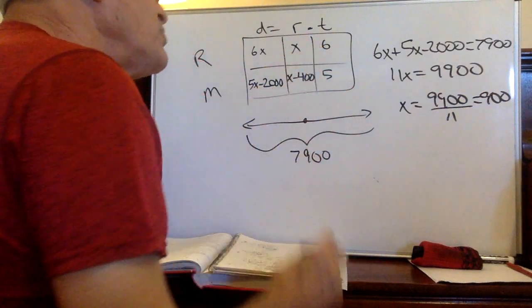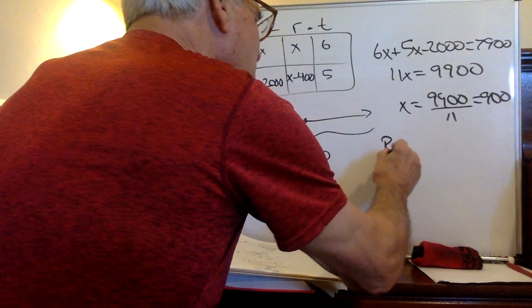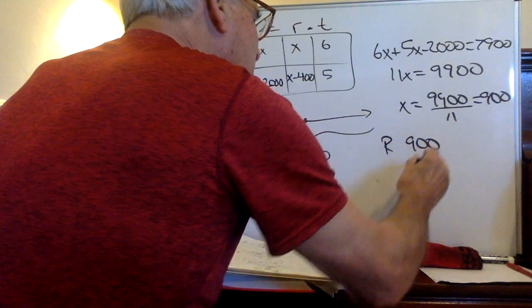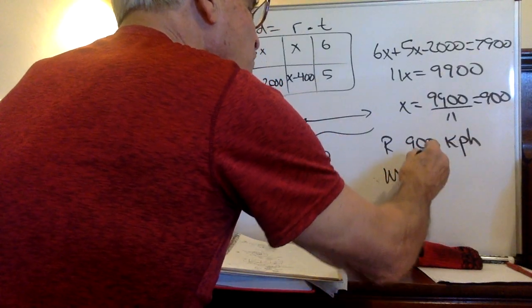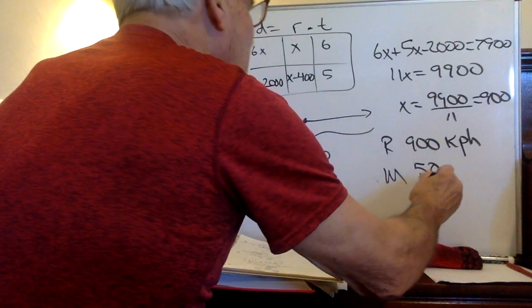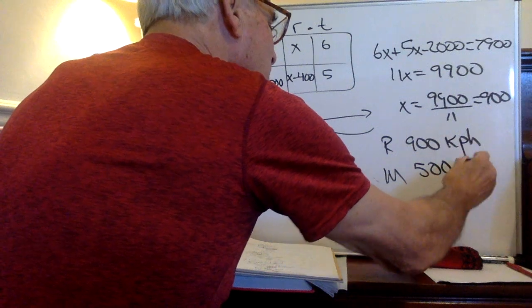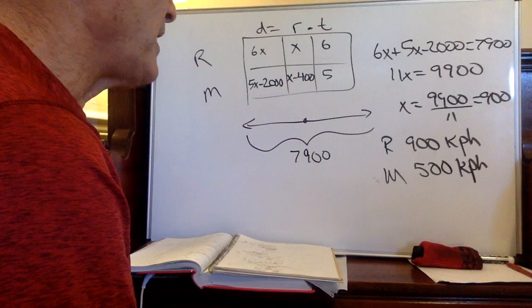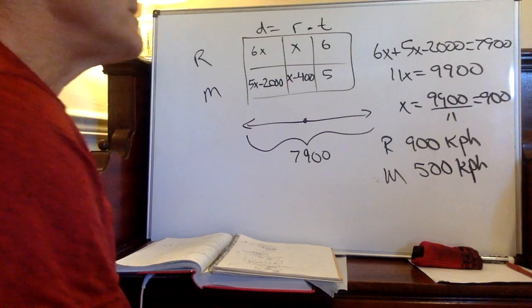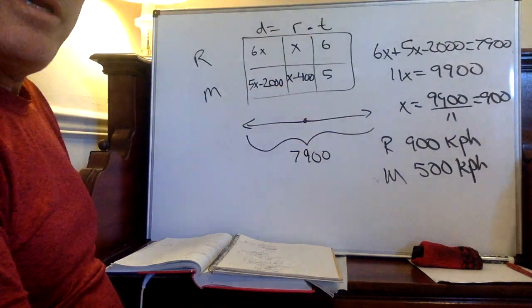So Roger's speed was 900 kph, and Marianne's speed was 400 less, 500 kph. All right? Hopefully everybody understood that one.